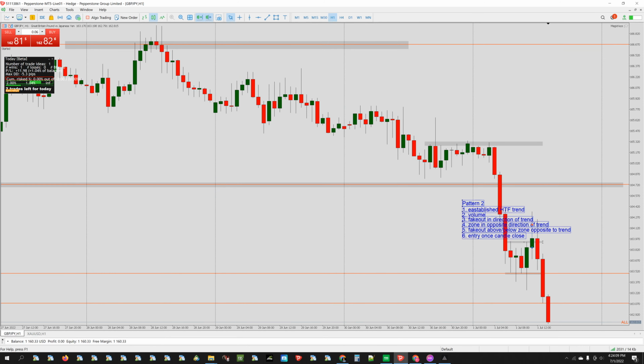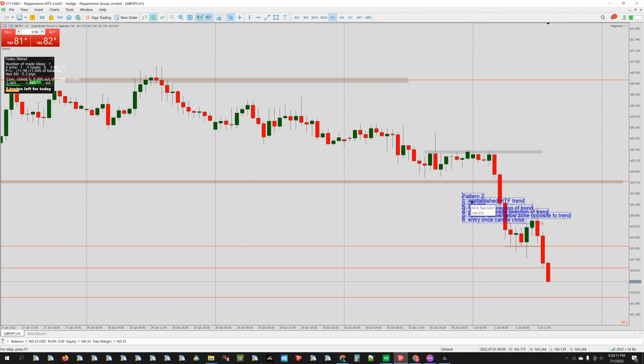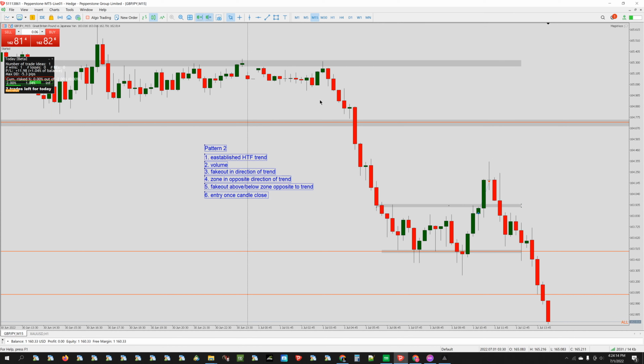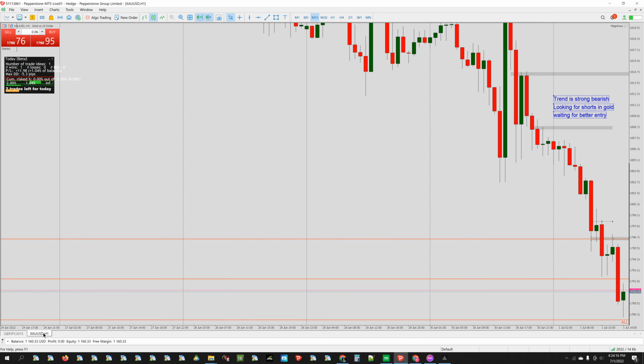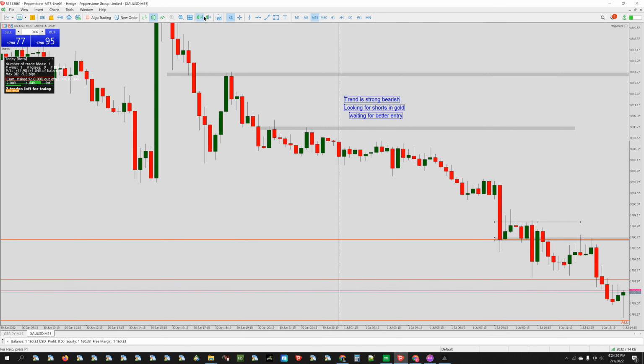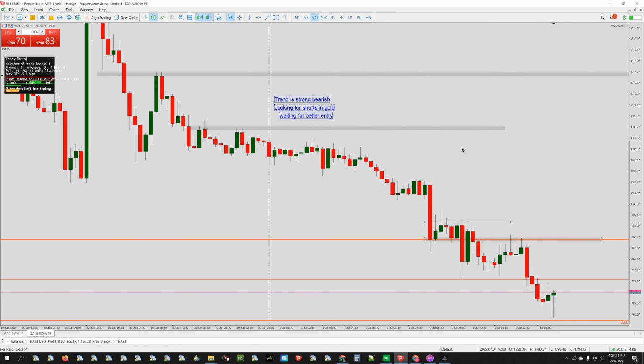GBPJPY can keep on falling, but we are not concerned about that. It's okay. We are only looking at gold. There is high probability that we will find an excellent trade today in gold. And I would say lower my risk. I will be entering with 0.03 lot.